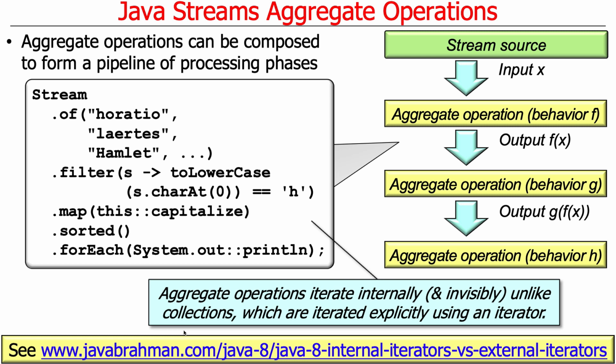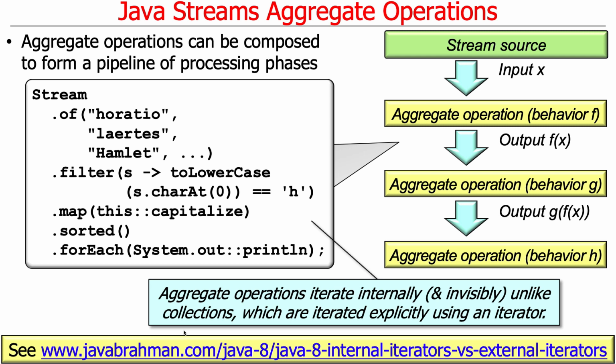Now, something we'll talk about probably today, if we have time, is this concept of internal iteration. What you see here is basically a fluid set of method calls. This is what's called a fluent interface style, where we compose these things together. So dot of, dot filter, dot map, dot sorted, dot for each. And what's happening here is that the moving of the data from stage to stage is taking place invisibly and internally.